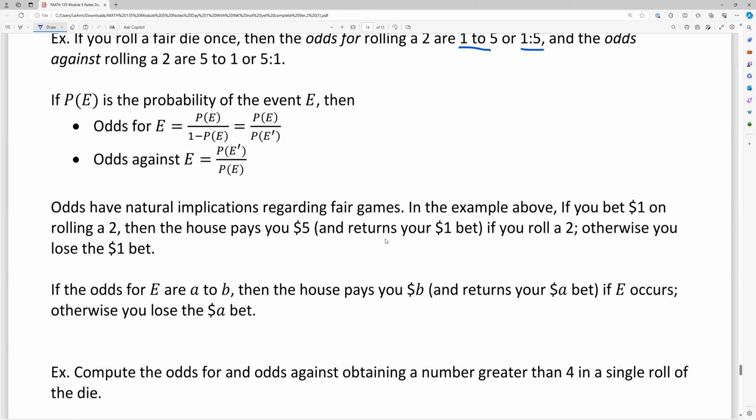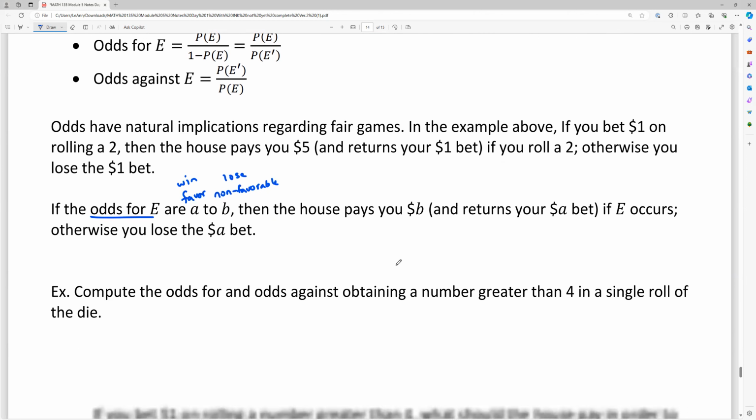So if the odds for E are A to B, then the house pays you B dollars. So notice this is in favor. This is the non-favorable. So we want to make sure we understand this. In other words, think of win to lose, right? So if you're doing odds for and you have your A to B, then if you win, the house has to pay you the payout for the non-favorable amount, whatever that is. So if this is 1 to 5, they're going to pay you $5 and they're going to return your $1 bet if E occurs. Otherwise you would lose your $1 bet.